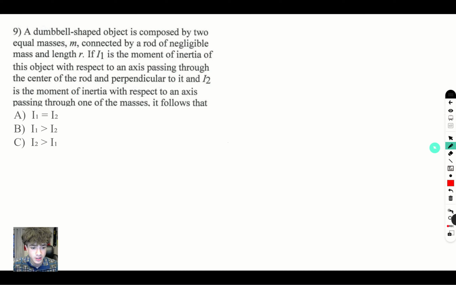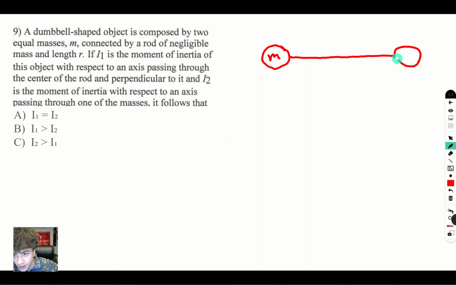So let's draw a diagram of both systems to see what both would look like. Alright, so here we have the system that has inertia 1: mass m here, a rod that has no mass, and another mass here, and the rod has a length r. So this length right here is going to be r, and it's going to be rotating around its center. So this is the axis of rotation.